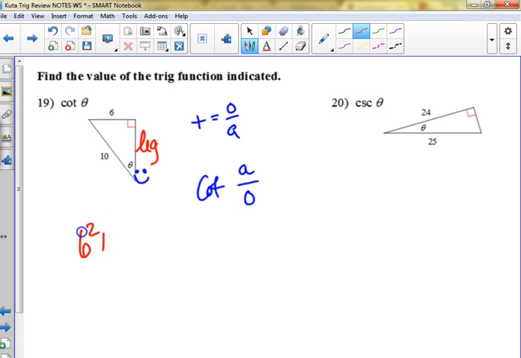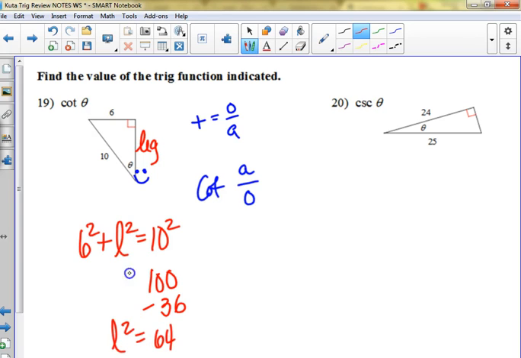So we have 6 squared plus a missing leg squared equals a hypotenuse squared. This is a famous one. 100 minus 36 is 64. So we get 8 for this missing leg. Anybody? Why don't we worry about plus or minus? Because it's distance. Can't have a negative. All right.